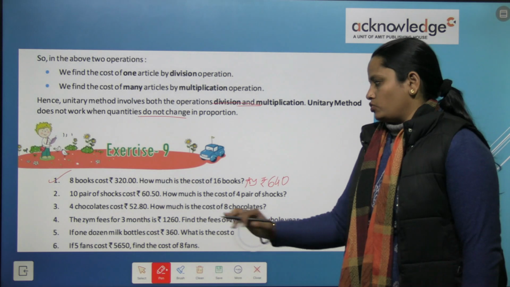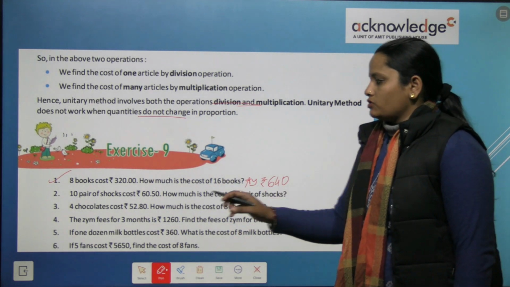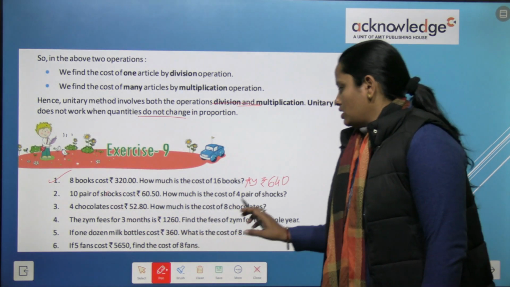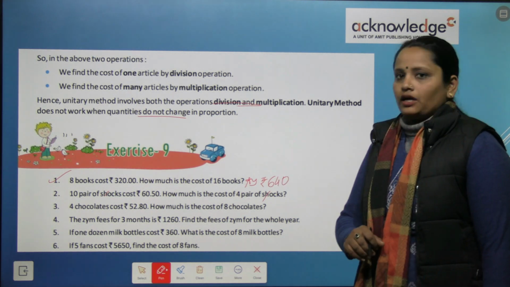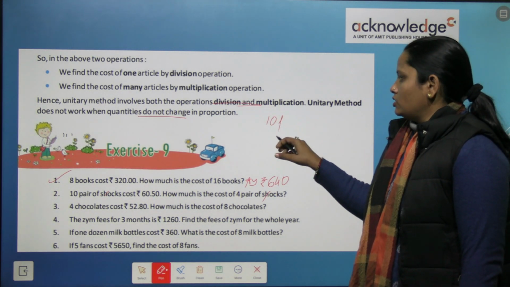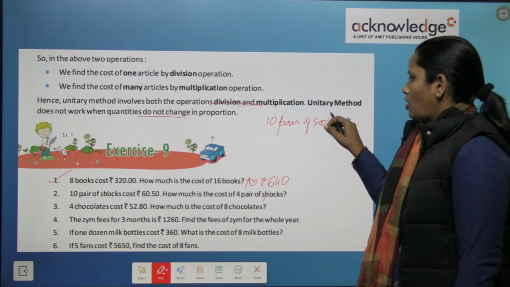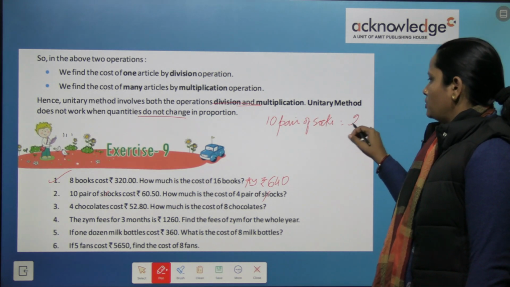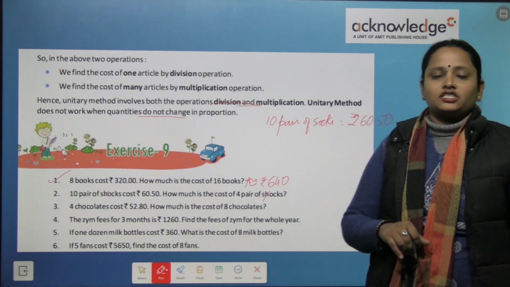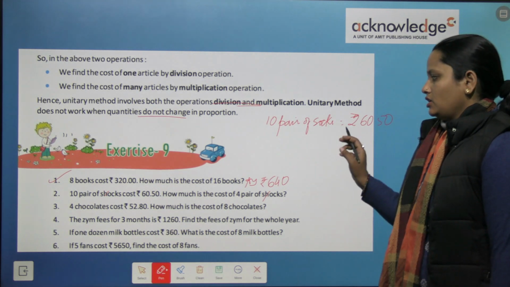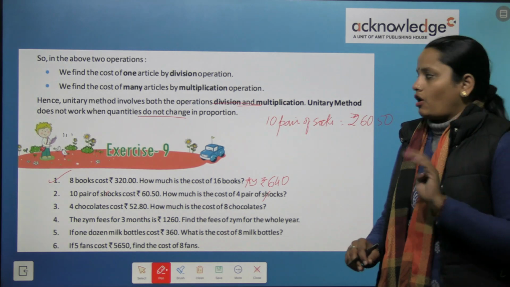Question number 2. So here 10 pair of socks are there, and you have to slash down this edge from here. Now the 10 pair of socks cost rupees 60.50, means 60 rupees and 50 paise. Okay, now what you have to find? You have to find the cost of 4 pair of socks.